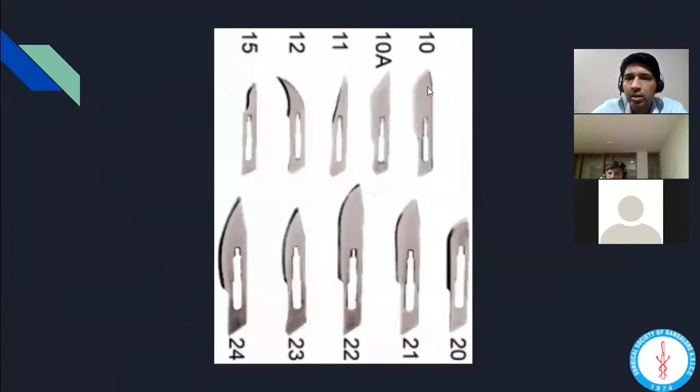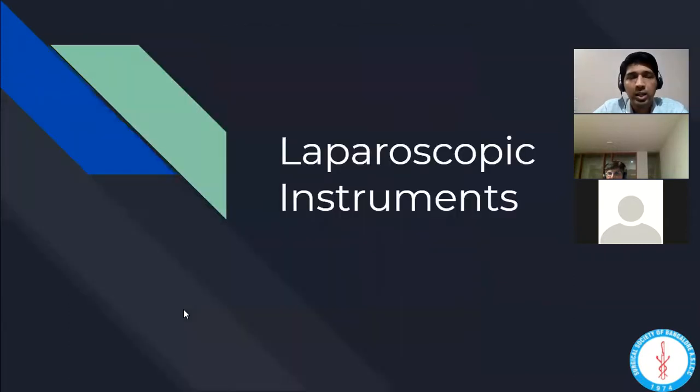Then coming to the BP handle, you have number 3 and number 4. Number 3 is for the smaller blades such as 10 to 15, and these are used for fine incisions over the face and the scalp. And number 4 handle is for the larger blades, that is 20 to 24, and these are for deep, long incisions such as laparotomy.